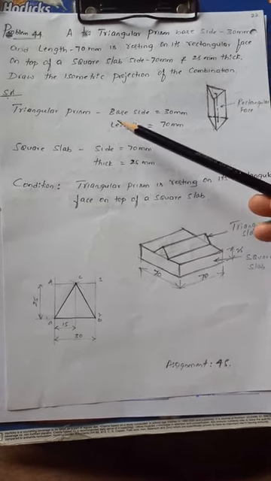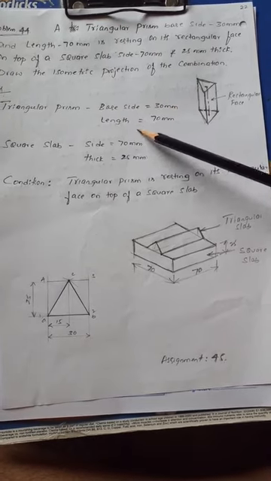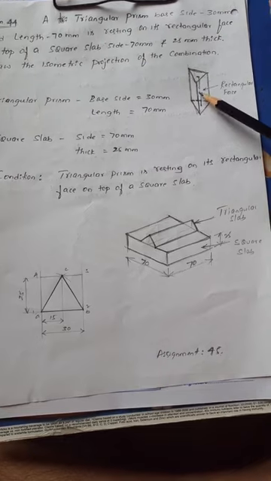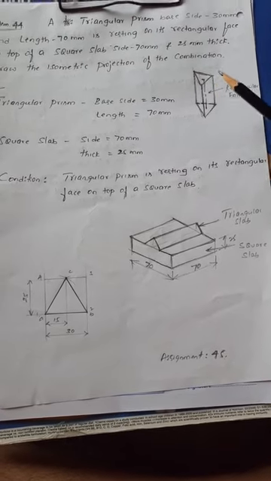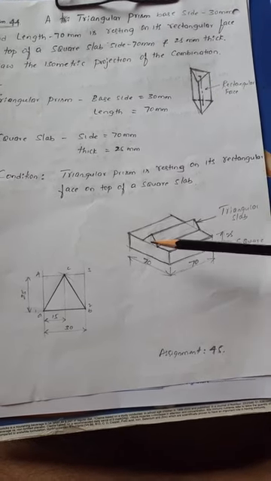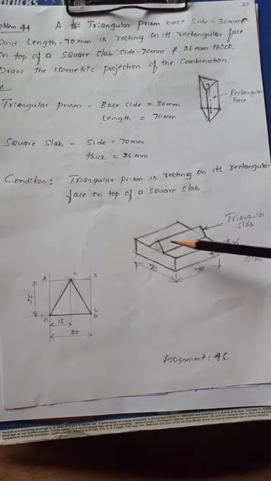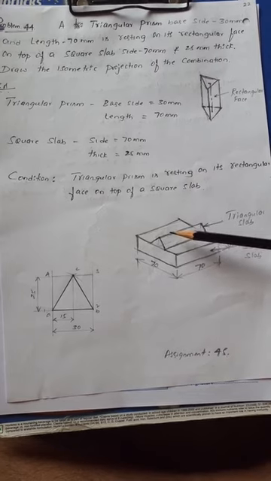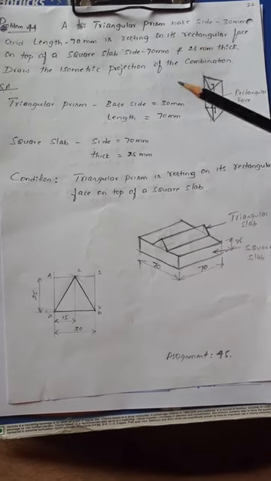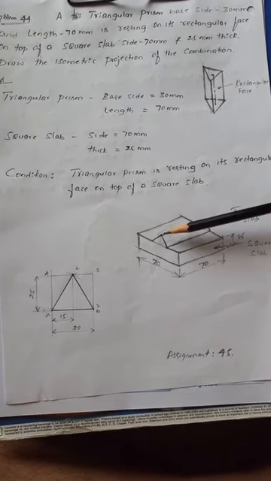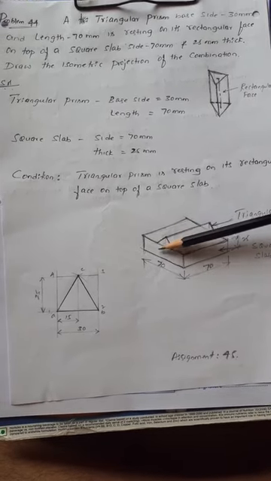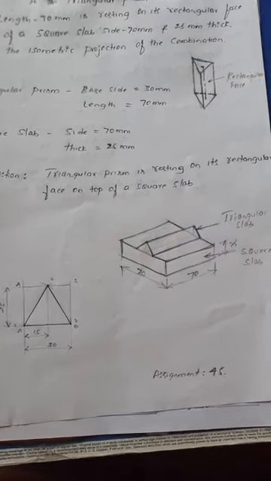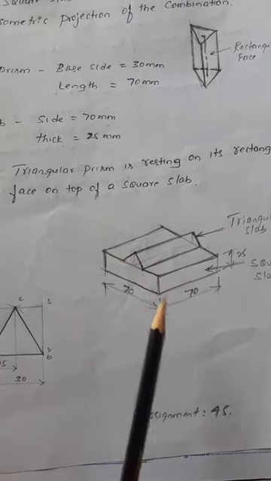The triangular prism base side is 30 mm and the length is also 70 mm. Now, the rectangular face is 70 and 30 mm, right? This rectangular face is placed over the square slab, exactly coinciding at the center on the top of the square slab. If the center is not given, we assume the triangular prism is resting exactly on the top face of the square slab at the center, right? Now this is a combination of solids you will get.